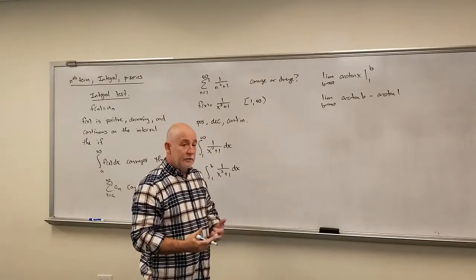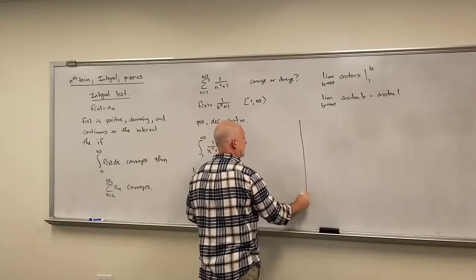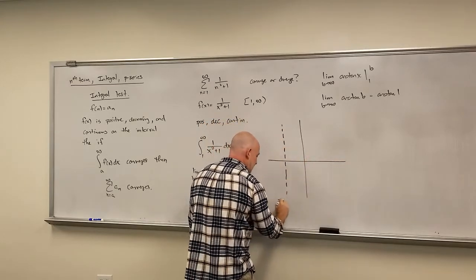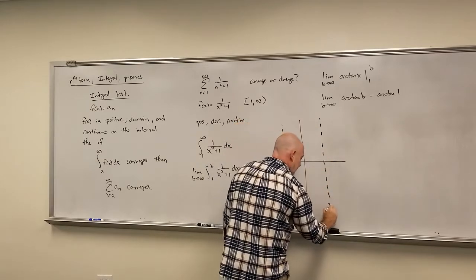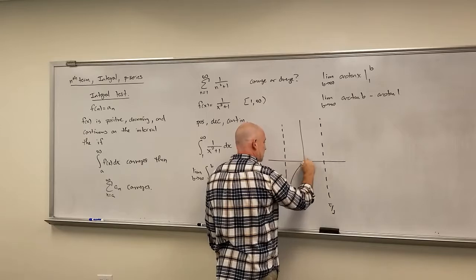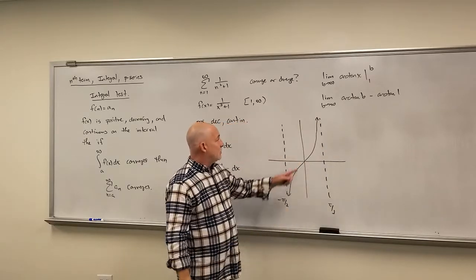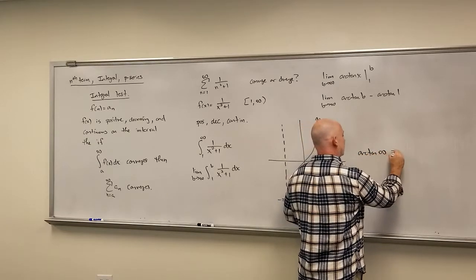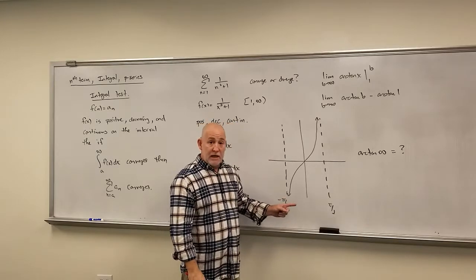Now, the easiest way to think about this is picture the graph of tangent in your head. Remember, tangent looks like this. We have a vertical asymptote at negative pi over 2, and one over here at positive pi over 2, and it kind of looks like x cubed going up like that. So the question is, what is the arctangent of infinity? For what value of tangent would we be at infinity?